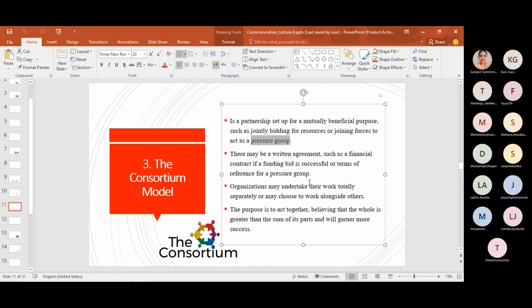Okay, and also, acting as a pressure group can be a benefit as well, because when you act as a pressure group, as we discussed earlier, what a pressure group does is influence a certain topic.